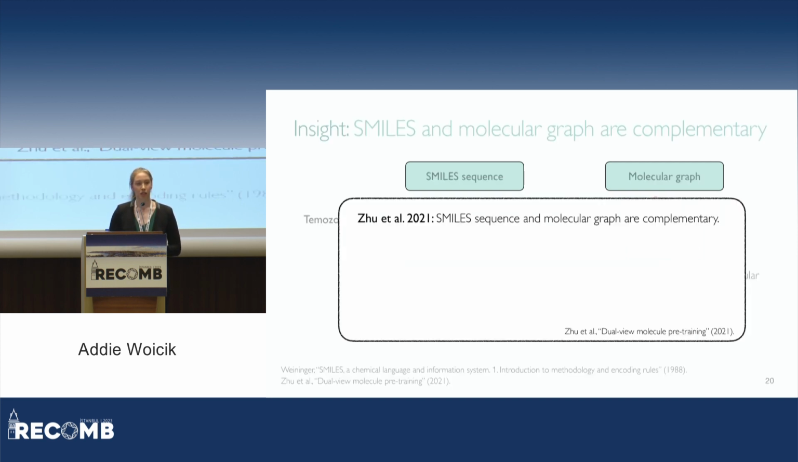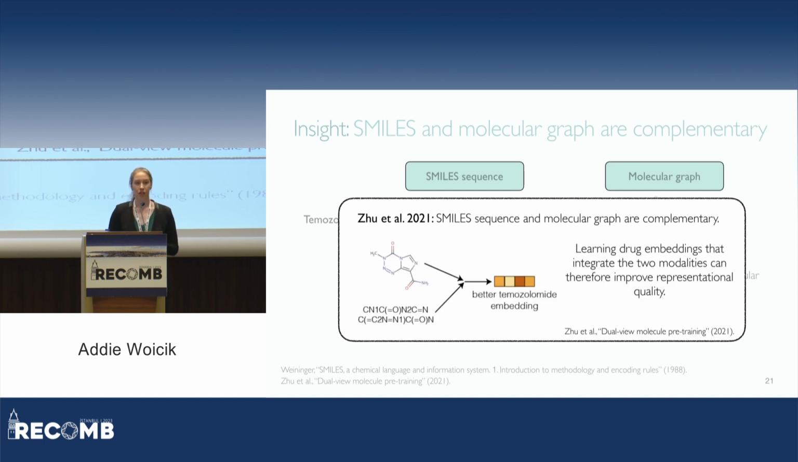Then in 2021, Xu et al. found that the SMILES sequence and molecular graph for a given drug are actually complementary. This means that if we can learn drug embeddings that integrate information from the SMILES sequence and the molecular graph, we can improve the representational power of our learned embedding space. And one way to try to perform this integration is with contrastive learning.